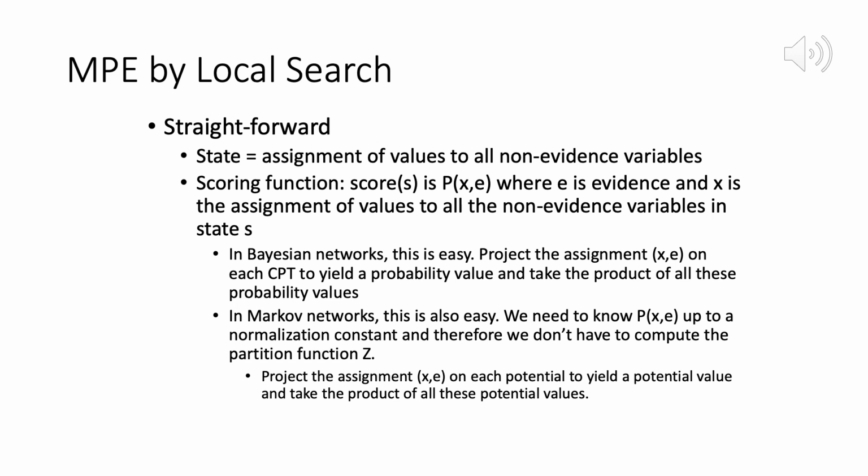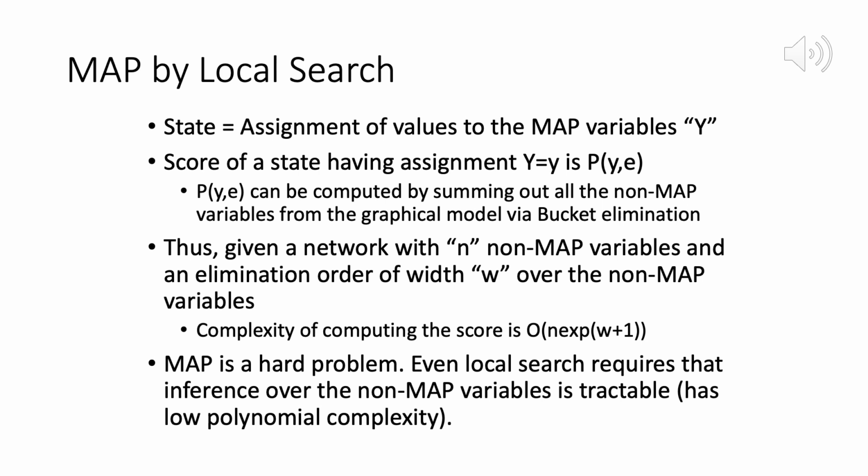The algorithm is the same as the Bayesian network algorithm for computing P of x, e up to a constant. All you have to do is project the assignment x, e on each potential to yield a potential value, and you simply take the product of all of these potential values. Using local search for MAP inference is a little bit involved though.